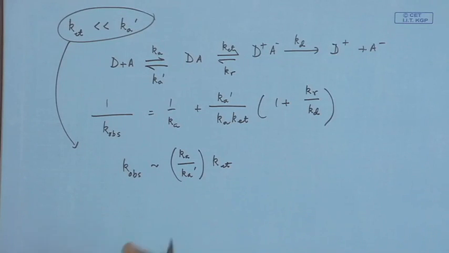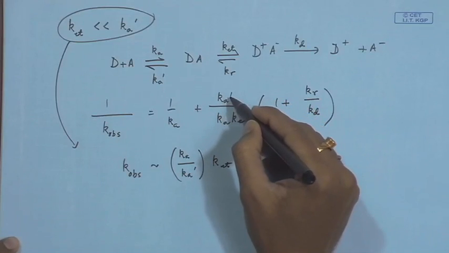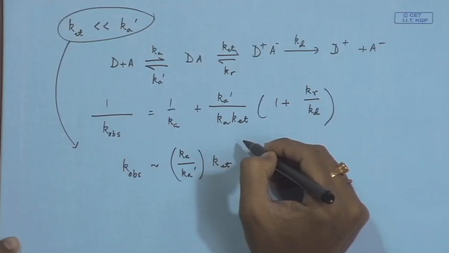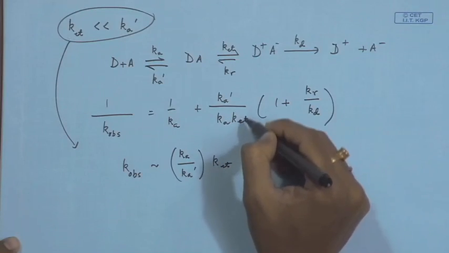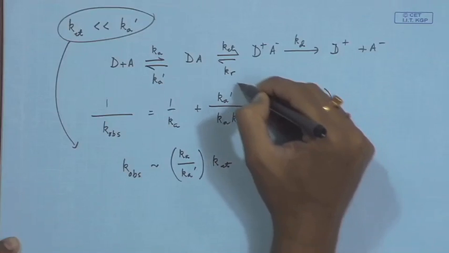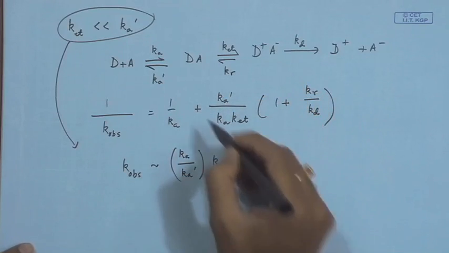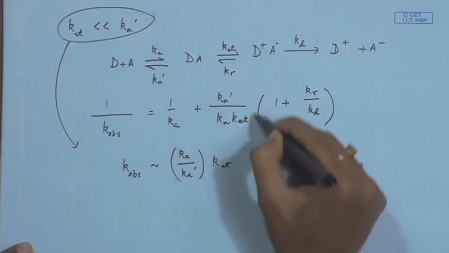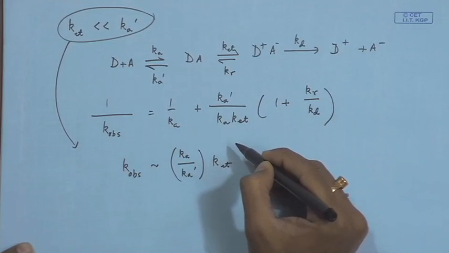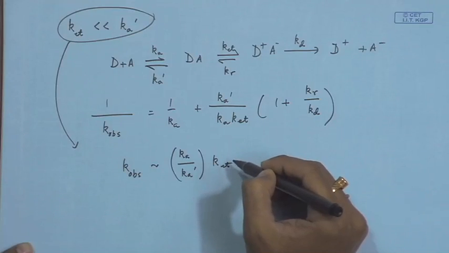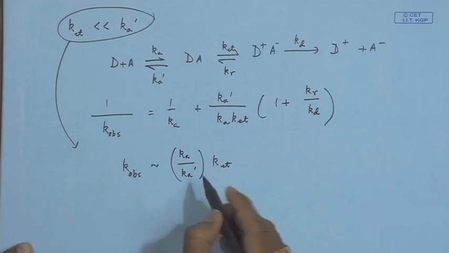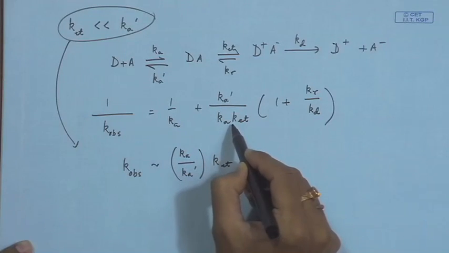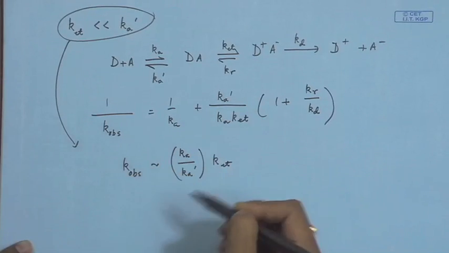That means if K prime is very high compared to this one, and this is a very high quantity compared to the other, then this is the major share. Therefore, this expression can be approximated. So 1 by K observed is equal to K prime divided by K et, just this part. So that will give you this one.